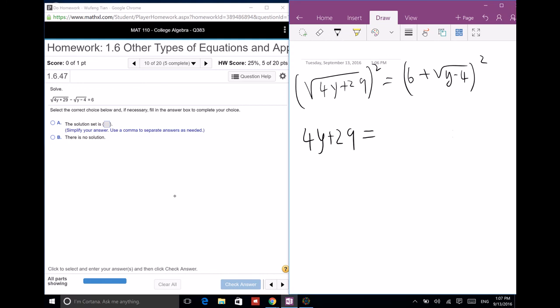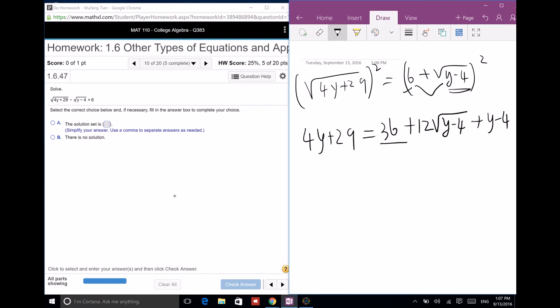It's going to be 36, that's right. You have a middle term, which is 2 times these two together. So it's 12 square root of y minus 4. If you FOIL it out, you have the square of the first one, the square of the second one, and 2 times those two together. The square of the square root of y minus 4 is y minus 4. The square root goes away. So that's how you square it.